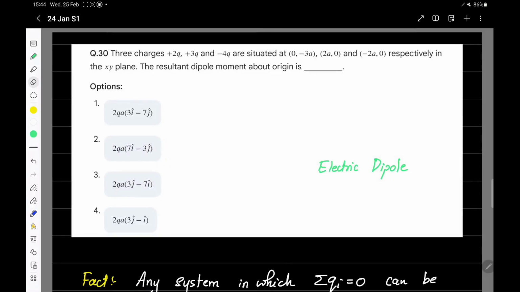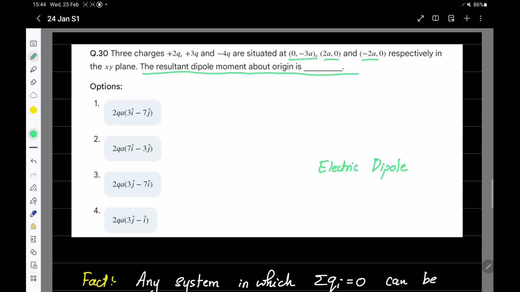Hello students, we are solving a question on electric dipole. The question is from 24th January shift 1 of JEE Mains 2026. The question says, three charges of +2q, +3q and -4q are situated at (0, -3a), (2a, 0) and (-2a, 0) respectively in the xy plane. The resultant dipole moment about the origin is.